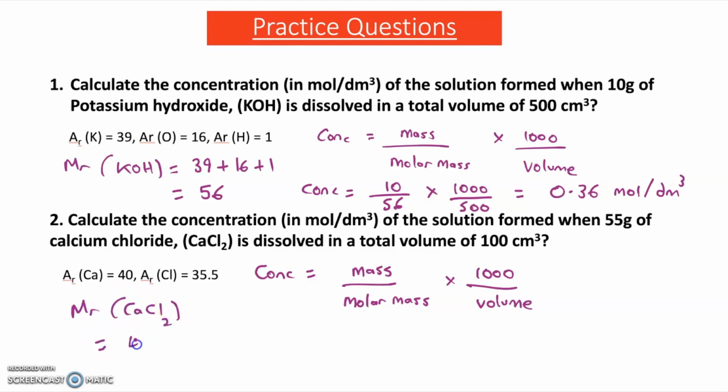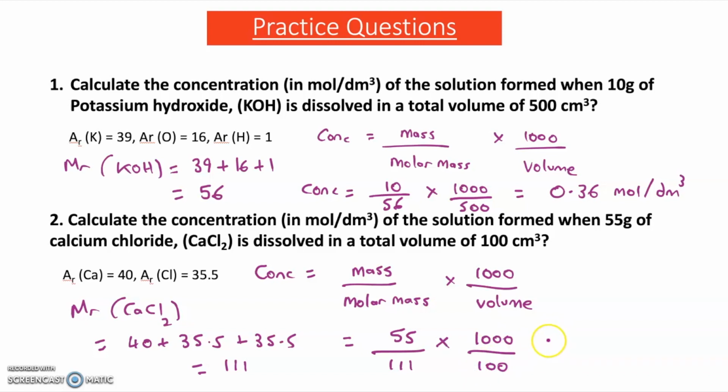So once again, to work out concentration, I do mass divided by molar mass times 1,000 over volume. The MR value of calcium chloride here is 40 plus 35.5 plus 35.5, which is 111. So therefore, I work out the moles, which is 55 divided by 111, and then I times it by 1,000 over the volume. Now my volume from the question is 100 centimeters cubed, so when I do 55 divided by 111 and I times it by 1,000 divided by 100, I get a concentration in moles per decimeter cubed of 4.95.